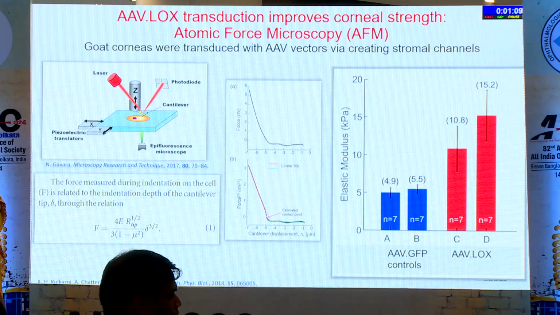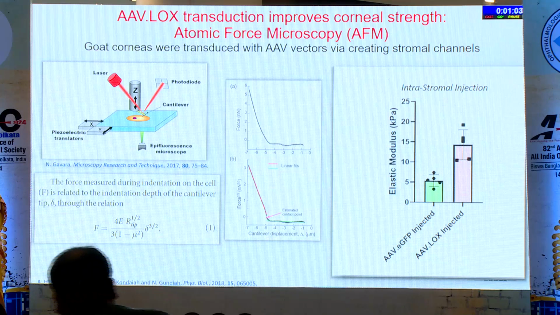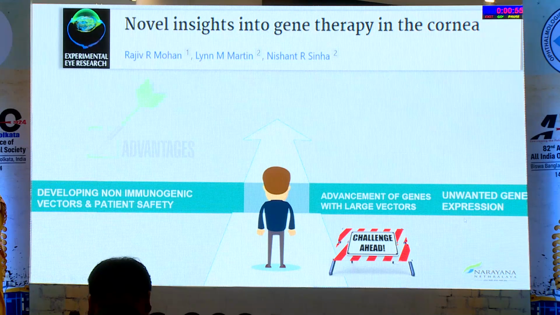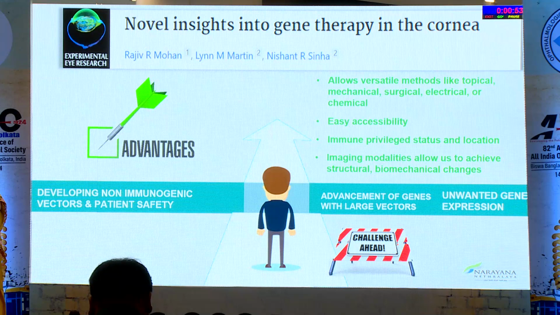And on AFM study, which is to see the stromal channels, what is the strength of the eye, what we saw was that on injection of lysyl oxidase, there was an increase in the elastic modulus compared to that of control, and this was a contralateral eye study as well. So corneal gene therapy can be effective.